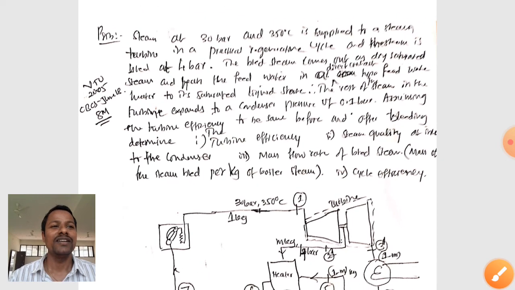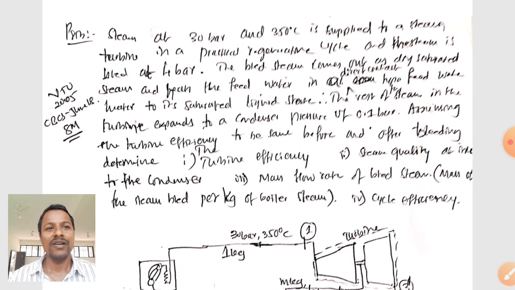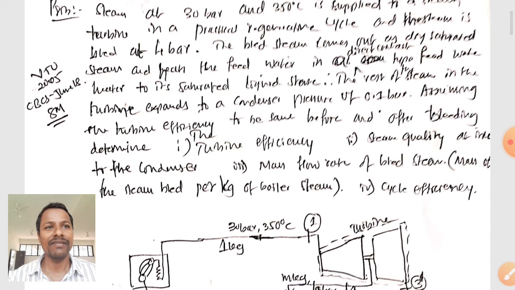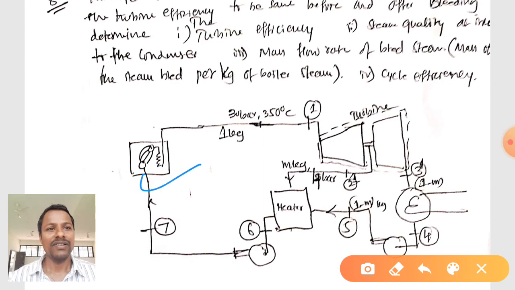So, now let us represent the given data. You can pause this video and note down this statement on a paper so that you have the given data in front of you. Let us represent the same given data from the problem statement on the line diagram. As you know, in the regenerative Rankine cycle we have the boiler. After the boiler, the steam is coming out at 30 bar and 350 degree Celsius, and the quantity of steam that we assume is 1 kg.